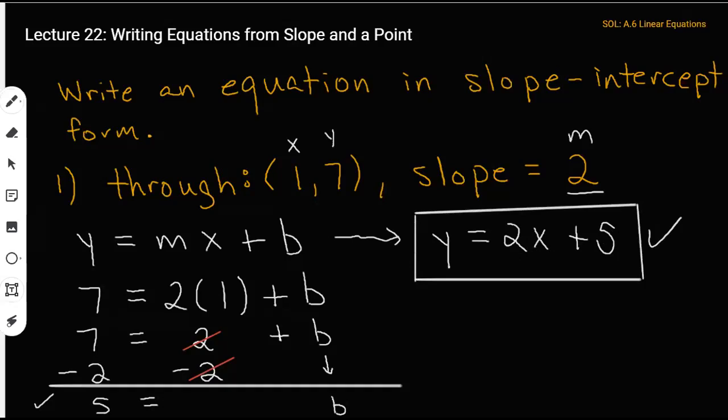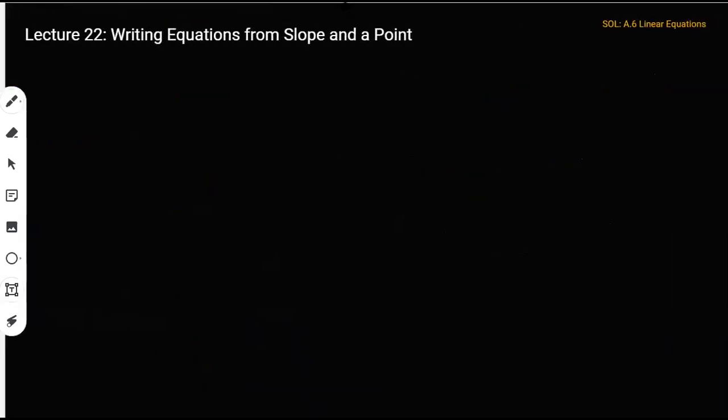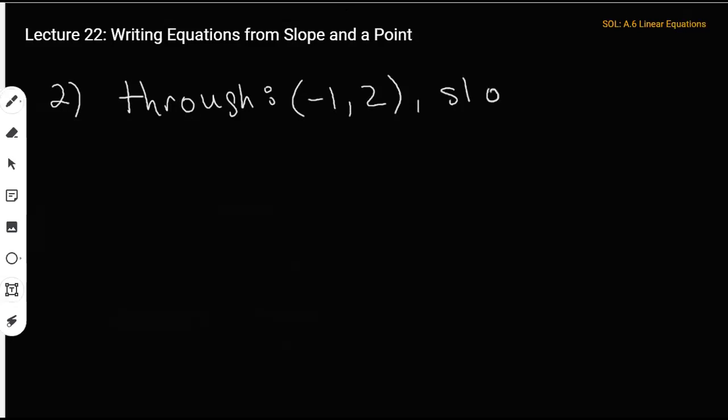We're going to do one just like that. Let's try number 2 from the notes. This time, my line is going to go through the point -1, 2. And my slope this time is going to be -3. So now I've got the 2 pieces of information that I need. I've got my slope, I've got a point, and I'm always going to be using y equals mx plus b. So I'm going to write that down first.